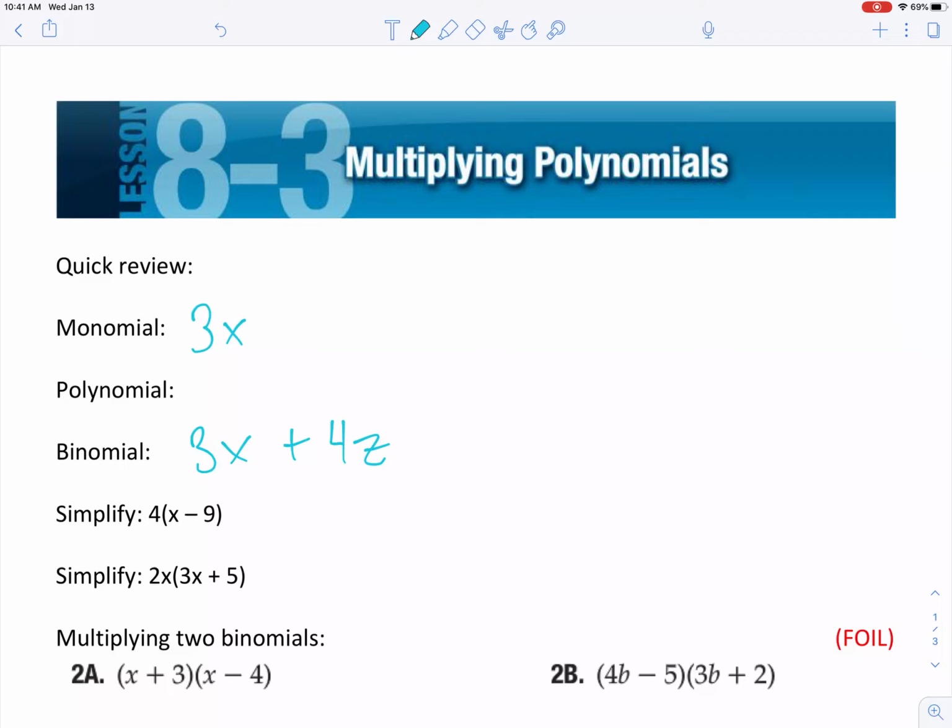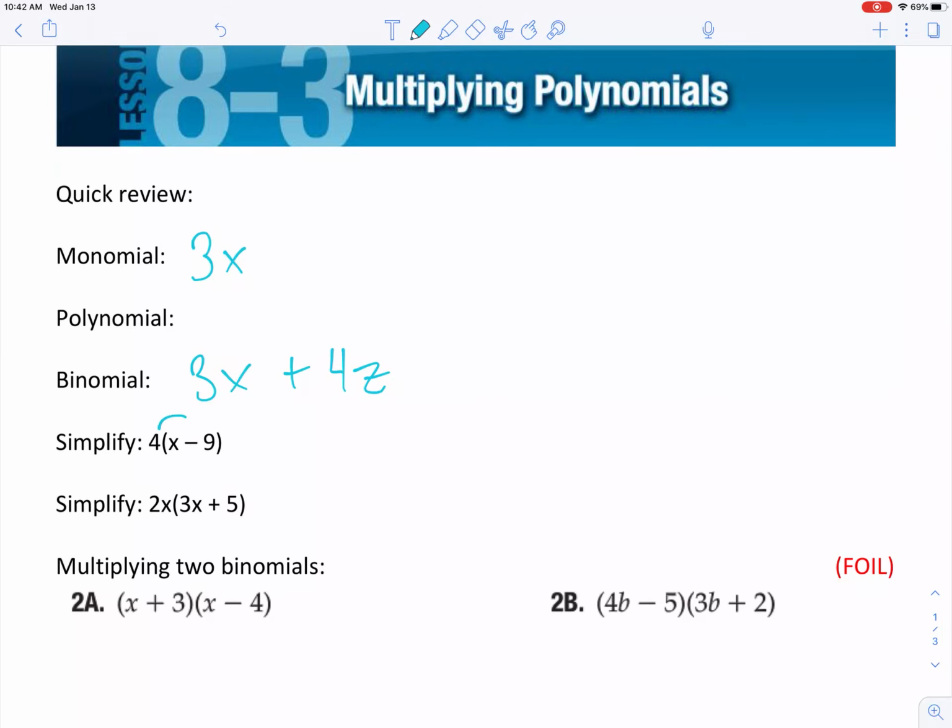So this was chapter 1. You can simplify that. It's just the distributive property. This is kind of like what we did yesterday. More distributive property, nothing too scary.